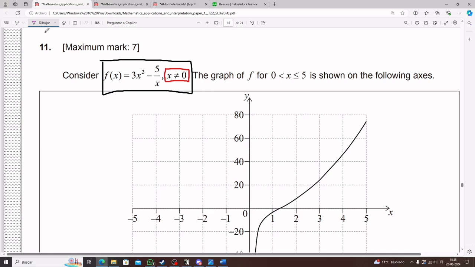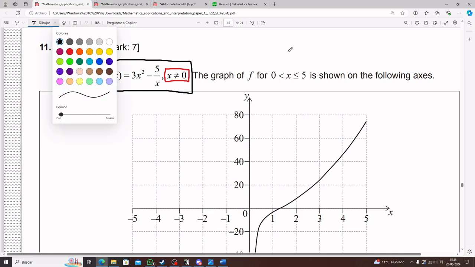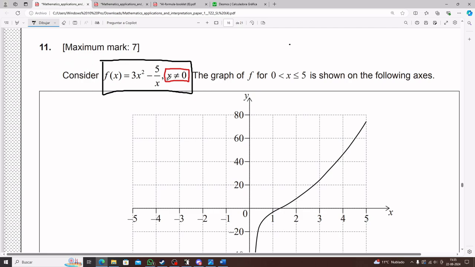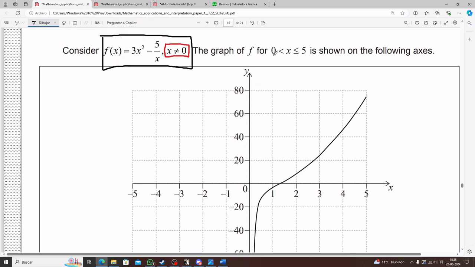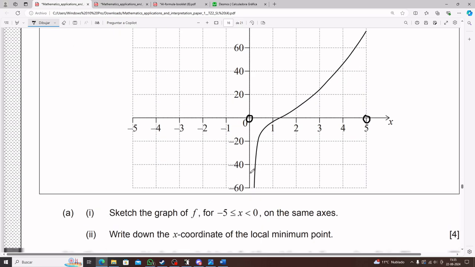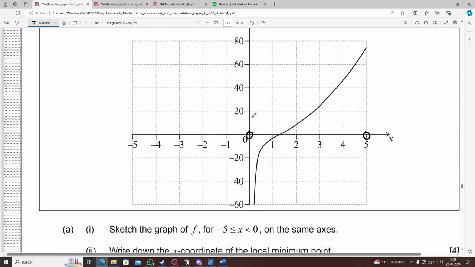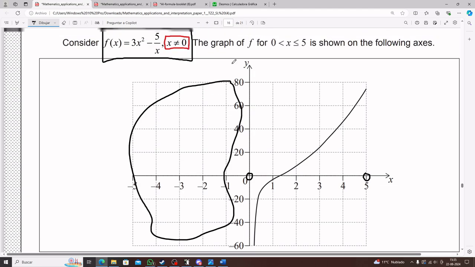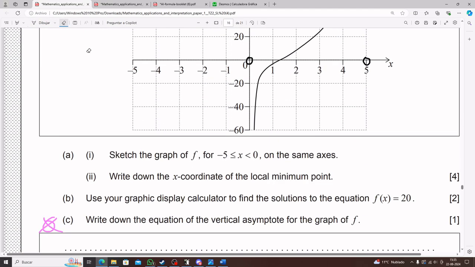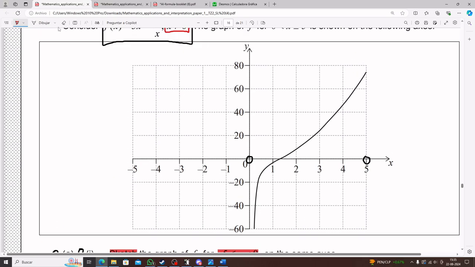They give us a little bit of the domain, and they tell us that the graph of f, so basically just our equation, is graphed for our values between 0 and 5. So all of this clearly has already been graphed, but it hasn't been graphed yet on the left side, which is actually what they ask us to do. So for part A, I, we need to sketch the graph for the negative values of x. Right now we have the sketch for the positive values of x. Now we need to sketch for the negative values of x.